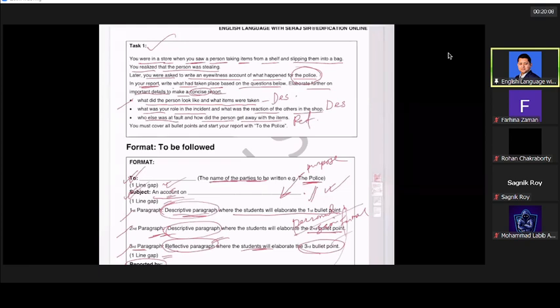You must cover all bullet points and start your report with to the police. So this is a very important thing. The last sentence of the question, always remember the last sentence of the question you need to read very carefully. Here you have to start with to the police.